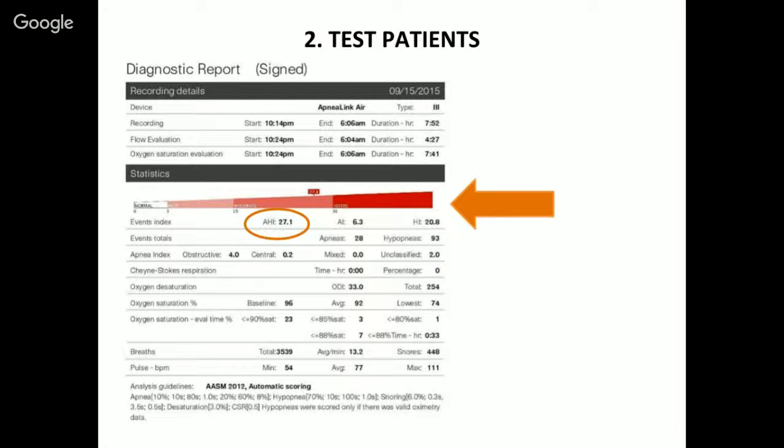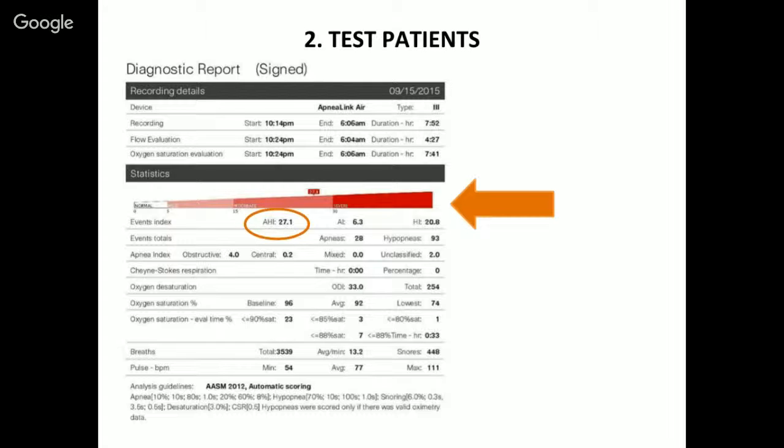Okay, so 27.1, you guys, that means a little over 27 times per hour this patient either stops breathing or does the erratic breathing and actually doesn't get any air for 10 seconds or longer. That's 270 seconds per hour. 270 seconds per hour. So you can see the oxygen desaturation levels there. 254 times this patient desaturated, and the saturation percents.